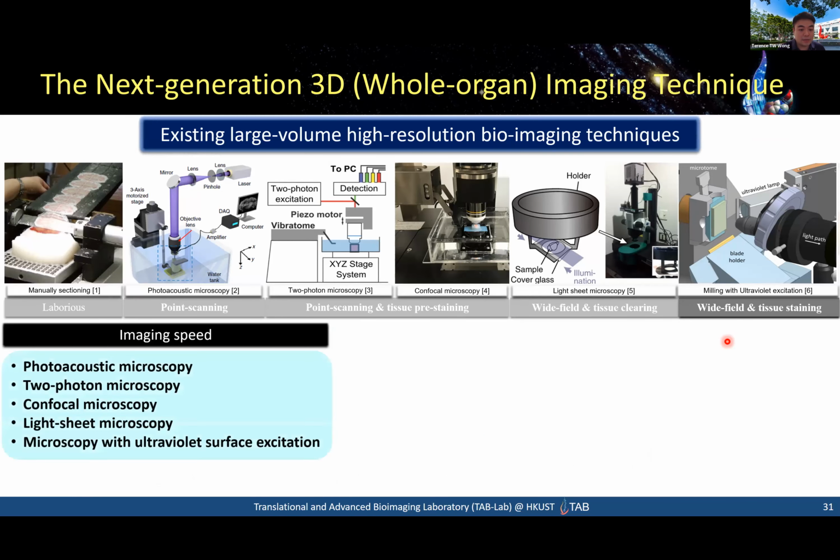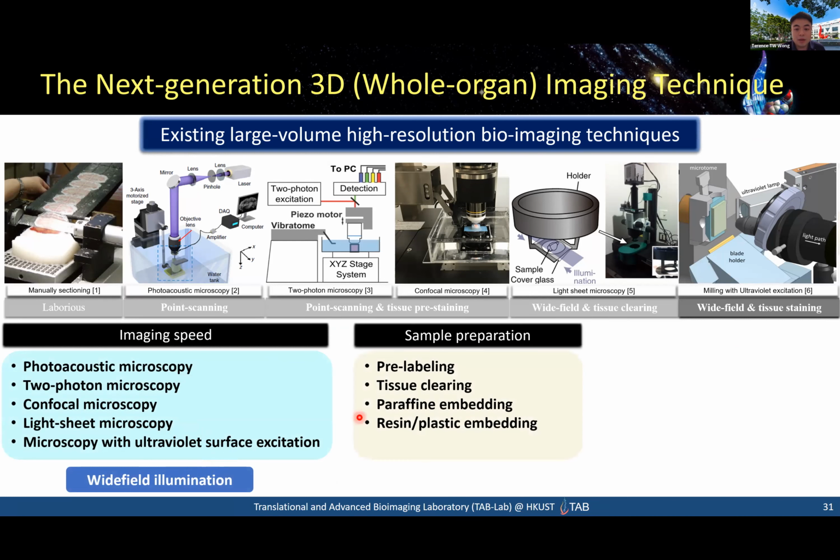And as I mentioned, in terms of imaging speed, PM is fairly slow. MUSE is fairly fast because it is wide field, and light sheet is also fairly fast. So wide field illumination is really one of the advantages that we want to enjoy. And for sample preparation, as I mentioned, there could be some pre-labeling, pre-staining. Tissue clearing takes a relatively long time, although many people in the field are trying to wash the tissue in a much shorter time already. But still, we dream about having staining or sample preparation be fairly minimal.